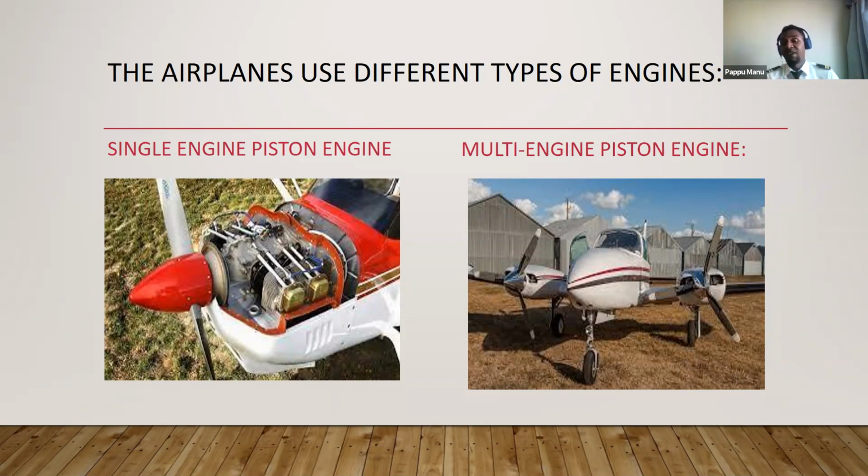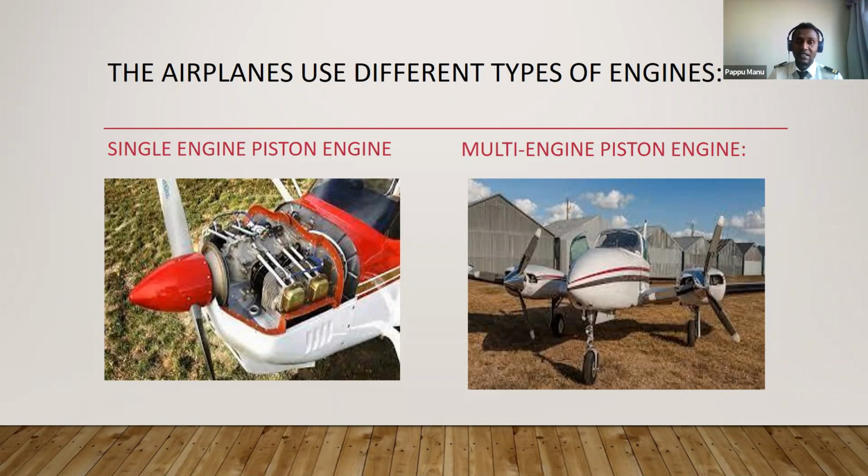This is the type of engine we use right now, the single piston engine. They are most commonly used for light aircraft, meaning any aircraft below 2,400 kilograms or 2,800-ish. That is the type of weight you're working with if you use a single piston engine for your aircraft. Then we have the multi-engine piston.